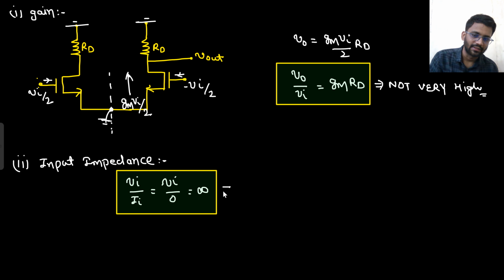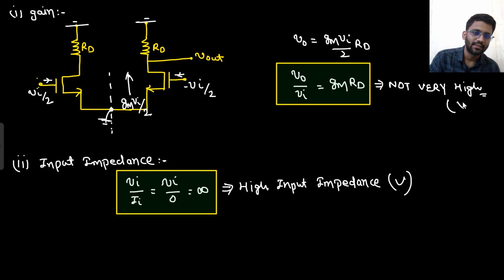We wanted high input impedance, right? High input impedance. So this is what we wanted, and we got it, but the low gain was not desired. Let's talk about output impedance.